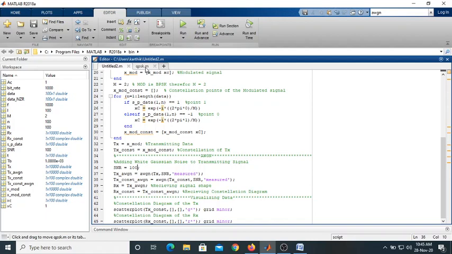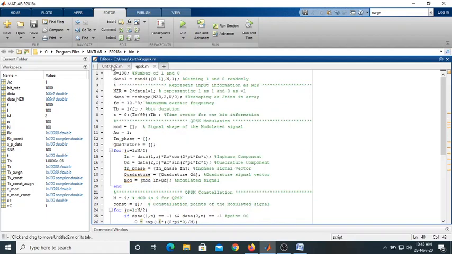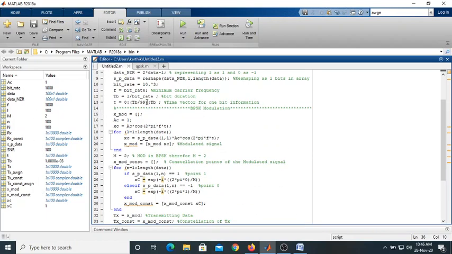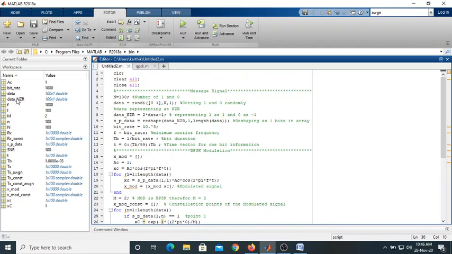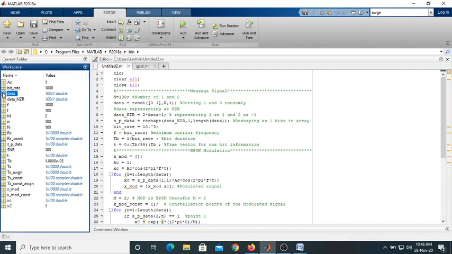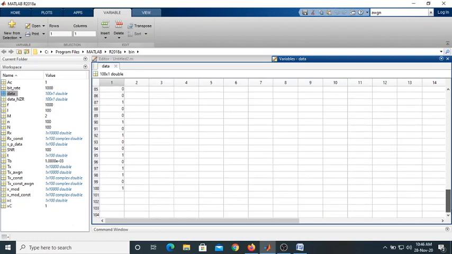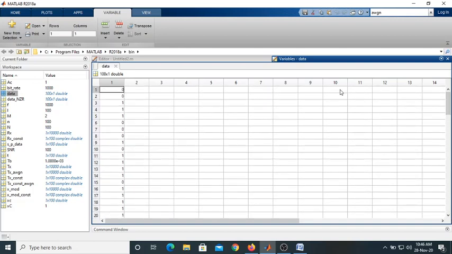Now, these are all the functions that were generated. You can check each and every point. So let me take some data. What is data? This is data. These are all the random ones and zeros that are generated. How many? 100. So 100 ones and zeros are generated randomly, which means we are transmitting these random bits.